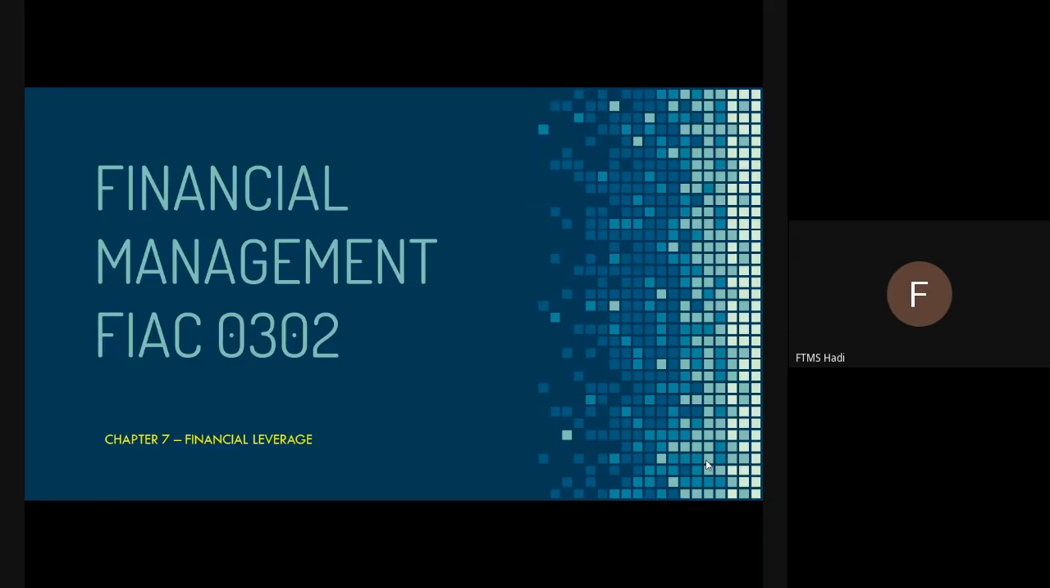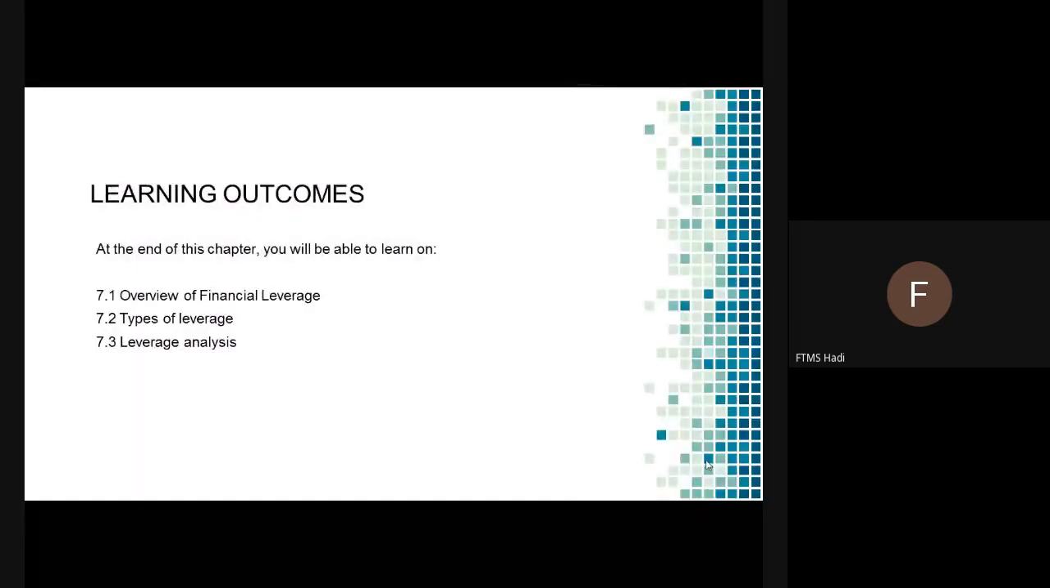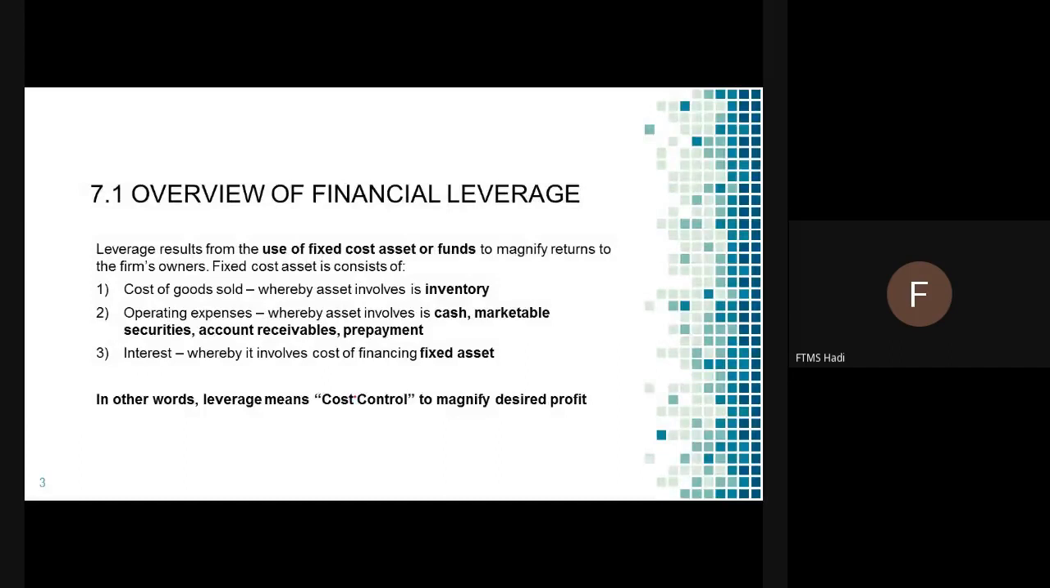Okay, chapter 7, which is financial leverage. What is financial leverage all about? At the end of this chapter, you will be able to learn an overview of financial leverage, types of leverage, and leverage analysis. As usual, 7.3 is about calculation and the other two are about theory, and then understand the formula. Okay, what is an overview of financial leverage?